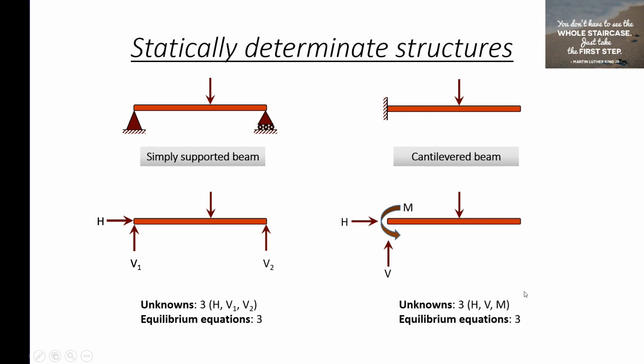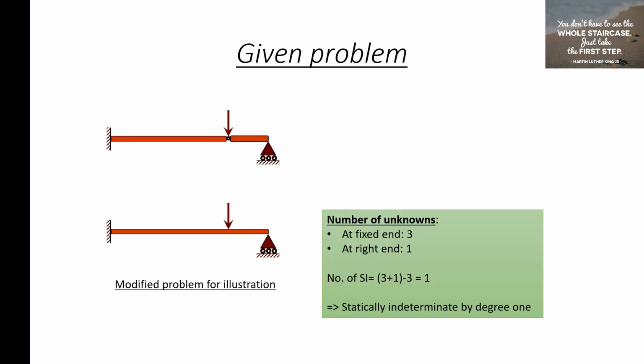As we are able to solve for the unknowns with just the help of equilibrium equations, these are called statically determinate structures. And the overhanging beam is also statically determinate because we can solve for the unknowns with the help of these three equilibrium equations alone. Fine. Next, the actual problem is this, which contains an internal hinge here.